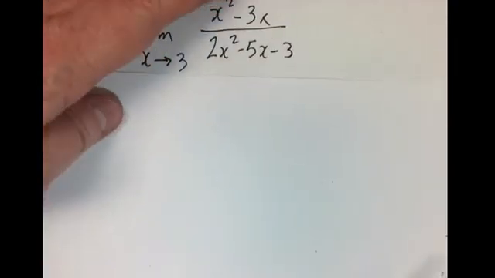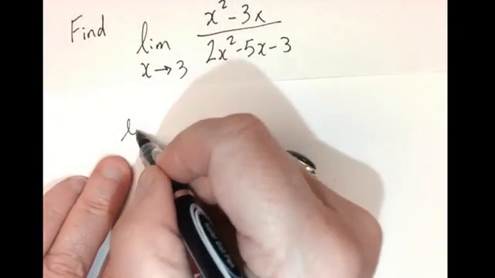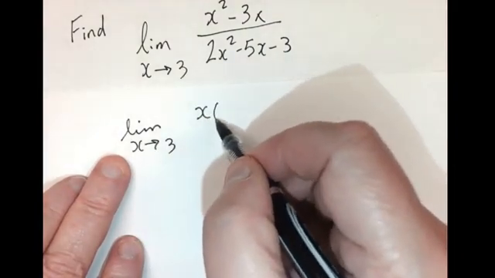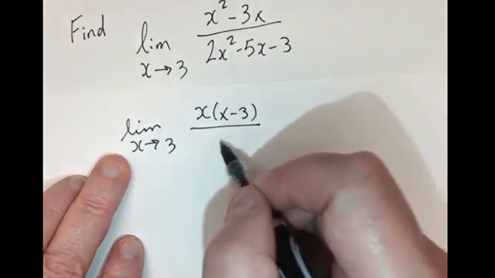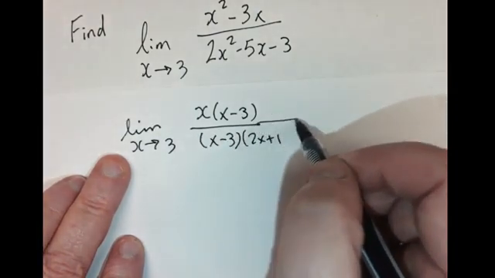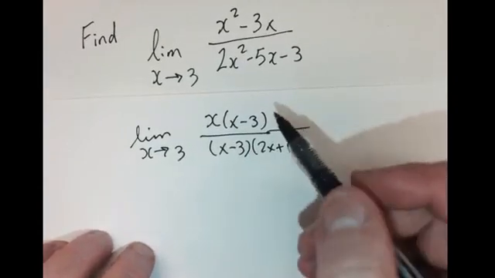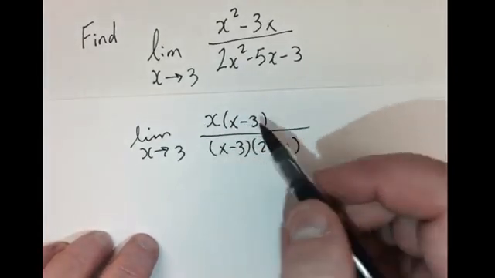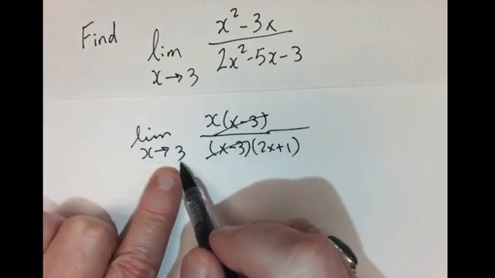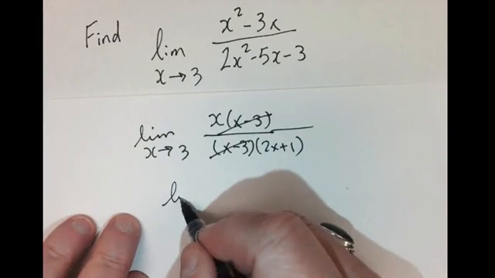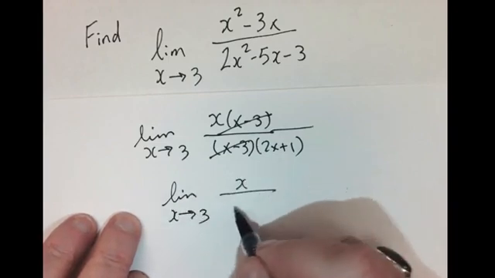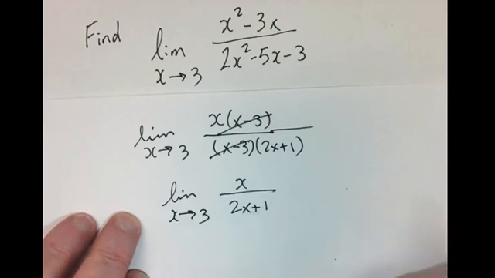So this limit is now going to become the limit as x approaches 3 of x times (x minus 3) all over (x minus 3) times (2x plus 1). And we can see now that we have cancellation, because I have a product in the numerator, a product in the denominator. These will cancel because x is approaching 3. It's not equal to 3. So after I make that cancellation, I'm going to have that.